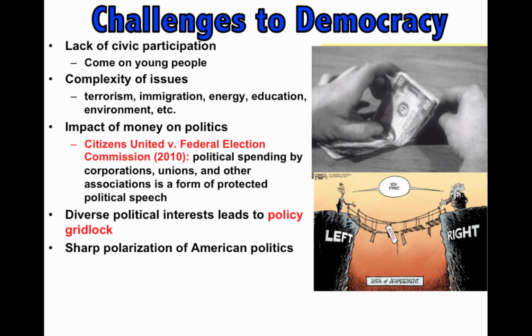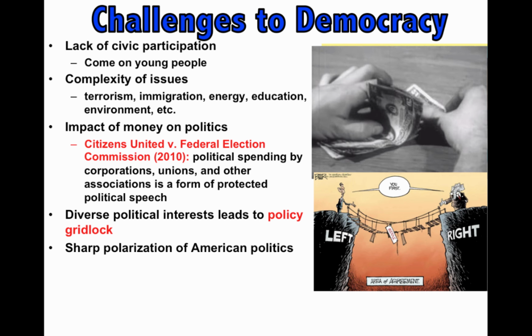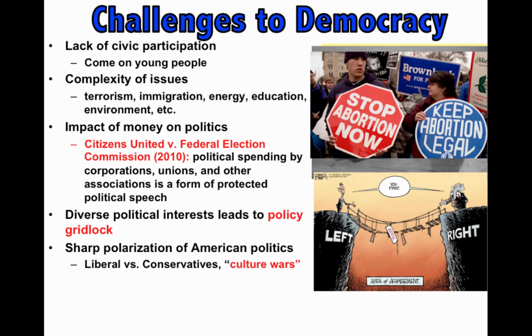And with this comes a sharp polarization of American politics. We are deeply divided today in American life. You have debates between liberals versus conservatives, Democrats versus Republicans. You have the so-called culture wars, where some are claiming that we're losing our traditional values like religion and family, and issues like abortion and gay marriage and so on are dividing many Americans.